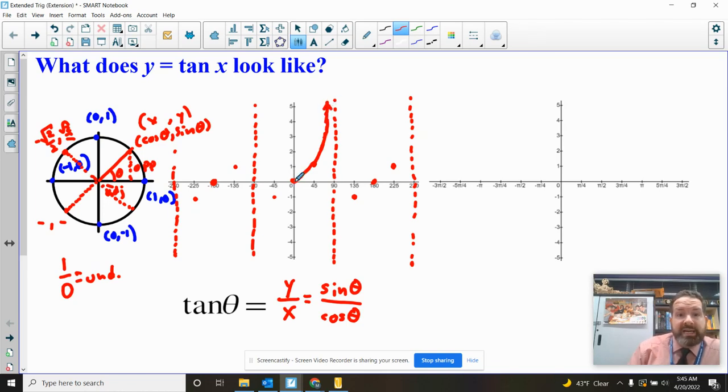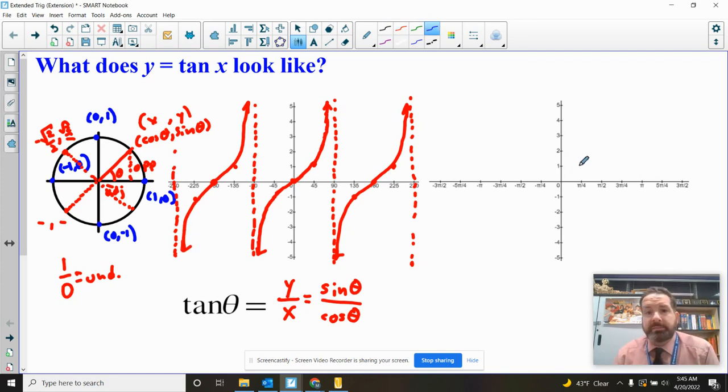In the other direction, it's kind of a mirror image. And this, my friends, is what a period of a tangent graph looks like. A little bit up like this, and a little bit down like this. It repeats itself over and over and over again.